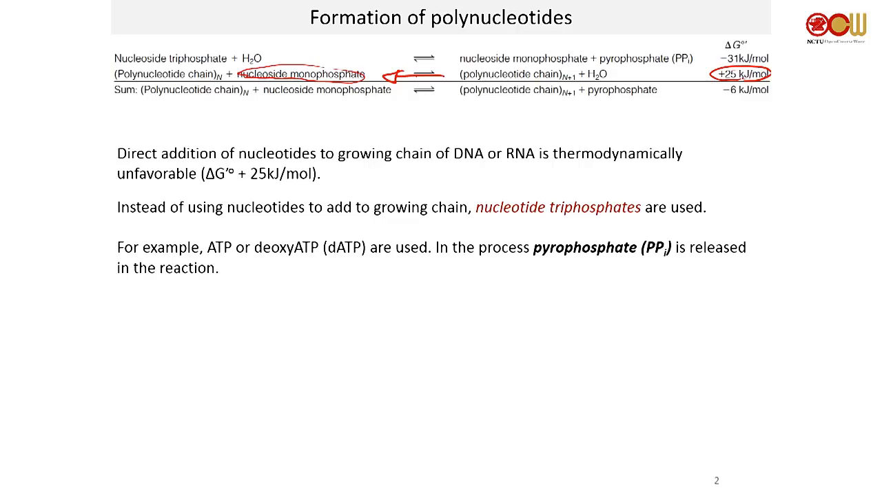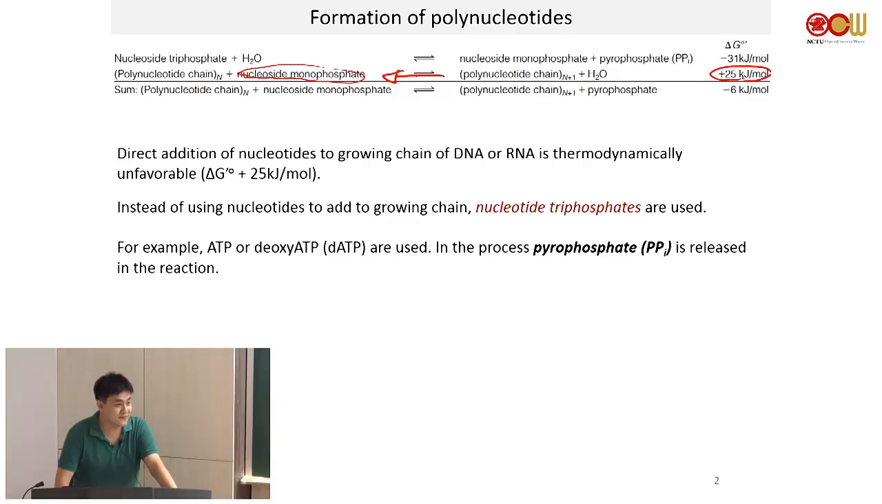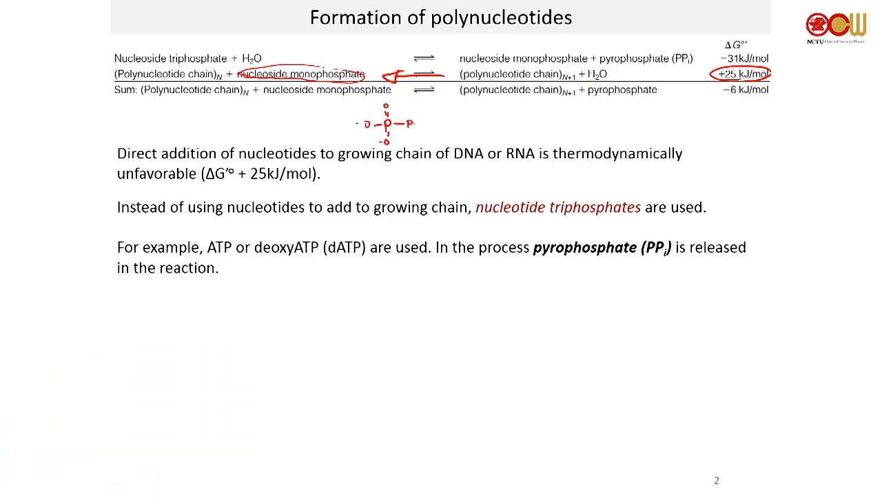It turns out that in biology, we use nucleotide triphosphates as the building block instead of the monophosphate. Remember, we talked about this in the first or second class: if you have three phosphates, you have a lot of negative charges. And if you hydrolyze the phosphate, you provide a large amount of energy. So the hydrolysis of your triphosphates will generate energy.